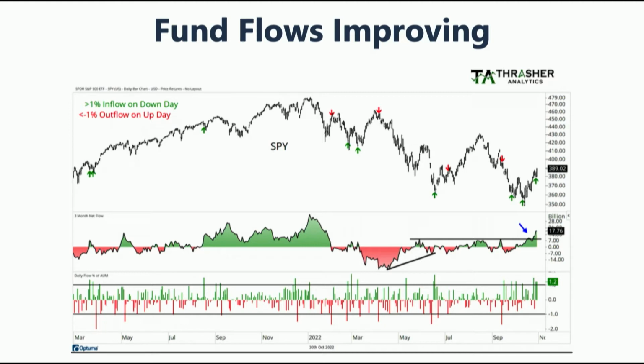What we want to focus on right now is that middle part, that 3-month flow. You can see since 2022, it's been a lot of time in the red as money was flowing out of SPY as investors were selling. And then when we'd have these counter trend rallies, when the market would start to strengthen, we would start seeing a little bit of an increase in fund flows back into this ETF.